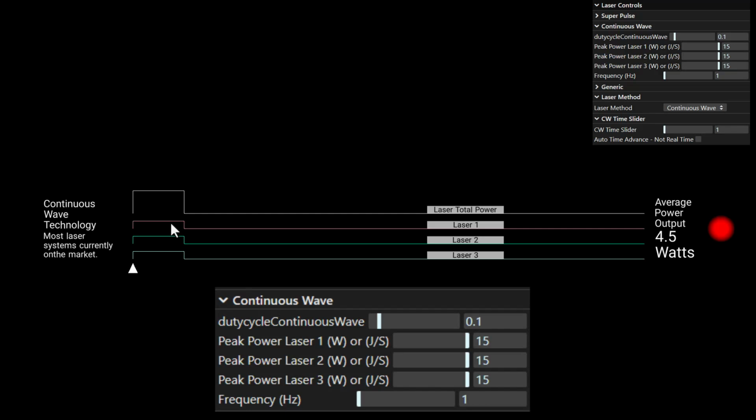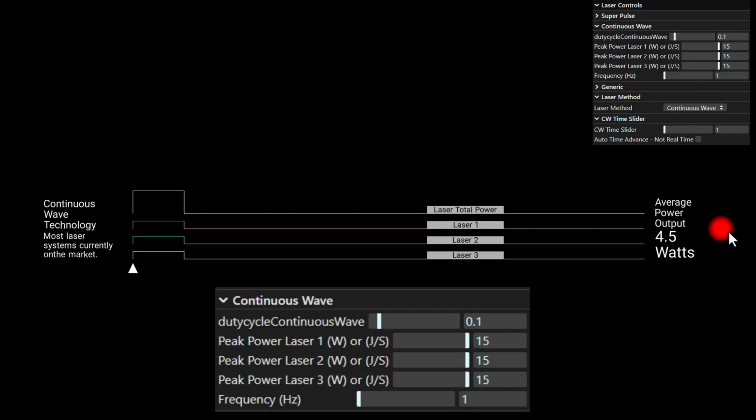So when it's on, it's still kicking out 45 watts. But when it's off for so long, the average is only 4.5 watts. So this wouldn't heat up the tissues very much at all because the average power is so low.